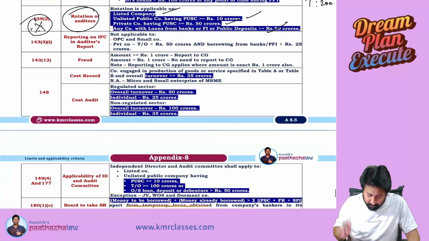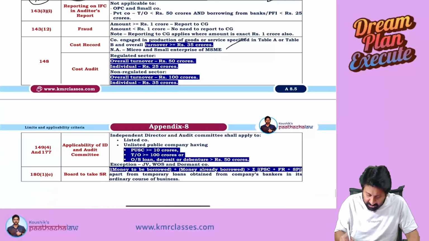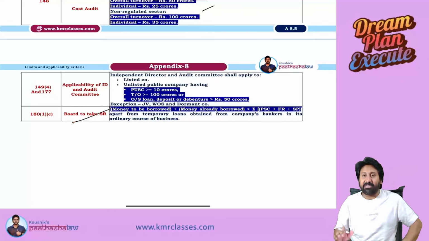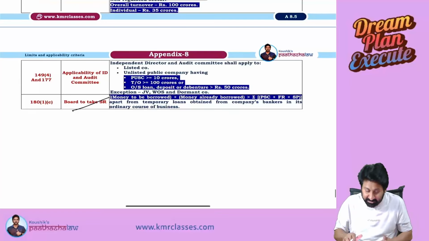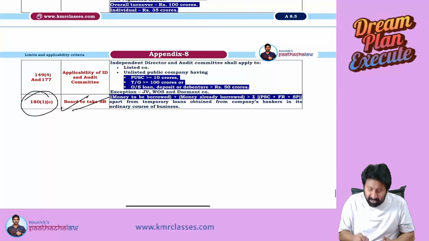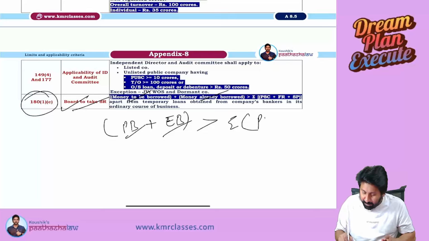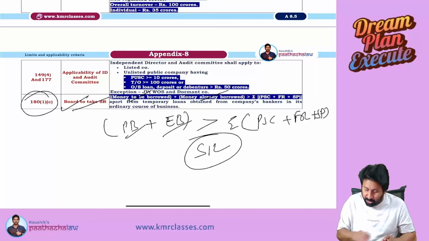Okay. Next important, cost audit. All these you can see directly: regulated sector, unregulated sector. These are the main things here. So please do remember all these points. This is very, very important. Section 180(1)(c) says that proposed borrowings plus existing borrowings, money to be borrowed, proposed, plus money already borrowed, existing, exceed the aggregate of paid up share capital plus free reserves plus securities premium, then special resolution is required.